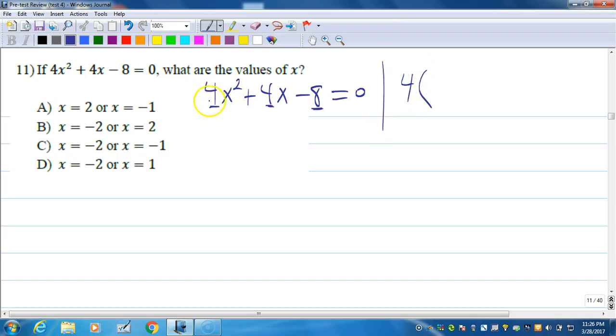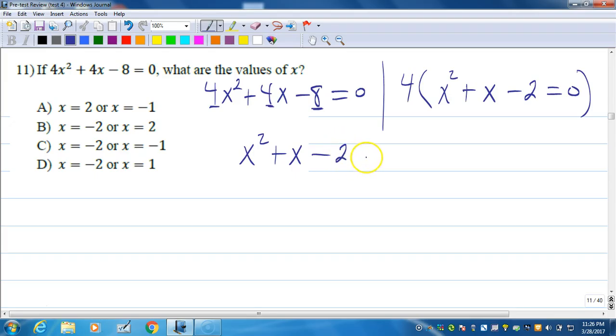If you take 4 out of here, 4 divided by 4 still has your 1x squared. There's going to be a 1 as well. And then if you divide this by 4, you're going to get 2. So I need to factor x squared plus x minus 2 equal to 0. There's a 1 right here. That looks weird.